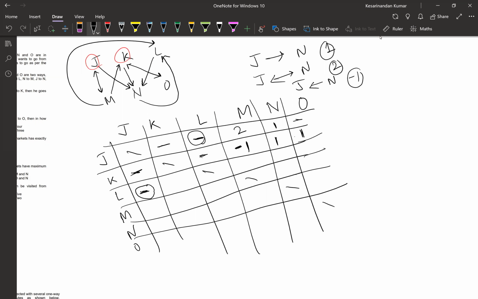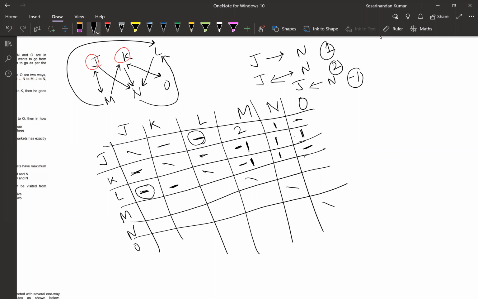That's it. Now similar goes for L to K. Do we have a road L to K? No, there's nothing. Same. Do we have a road from L to M? We do not. No, we do, but it's in the opposite direction. L to N, is there a road? Yes. L to O, is there a road? No.